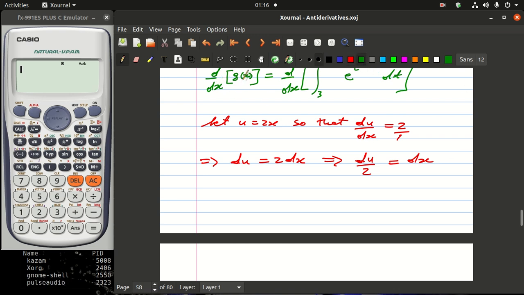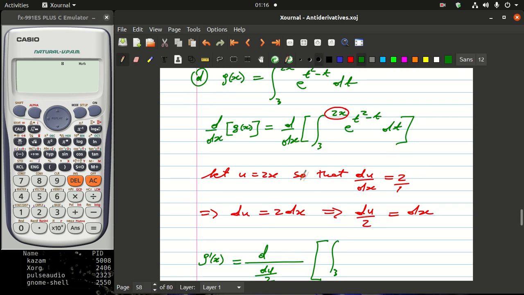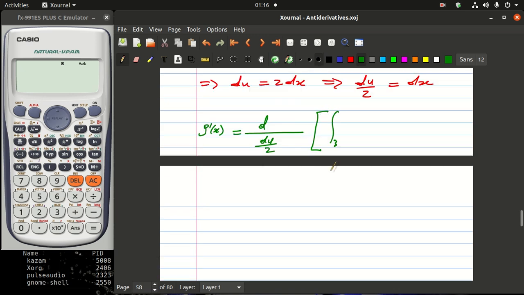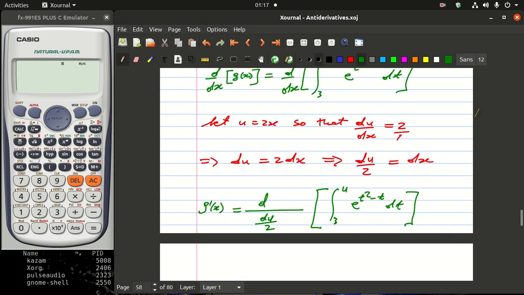Then this one is just going to be g prime of x. And when it comes to this side, I'm going to have a d, in the denominator I will end up having du over 2. And then, of course, I still have these brackets here from 3 up to, now instead of having 2x, I know that 2x is just a u. So I'm going to place a u there. And then inside here, I still have e raised to t squared minus a t, and then I also have dt here. I have to close the bracket. That is what is important.